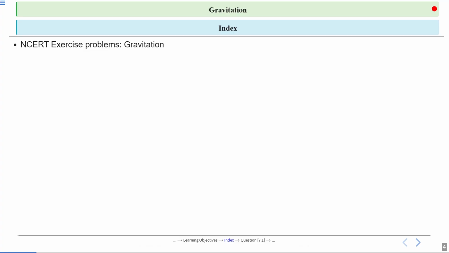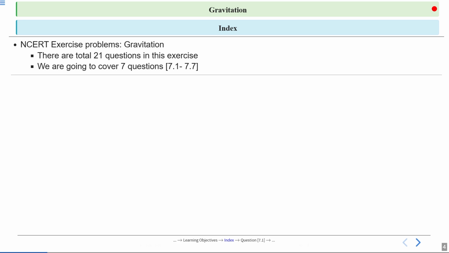In today's lecture, we will cover NCERT exercise problems on gravitation. There are a total of 21 questions in this exercise, but we are going to cover only 7 questions, that is from 7.1 to 7.7.